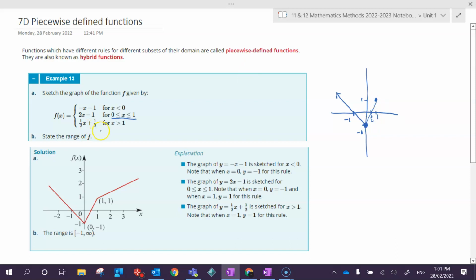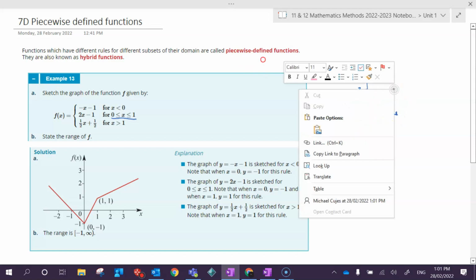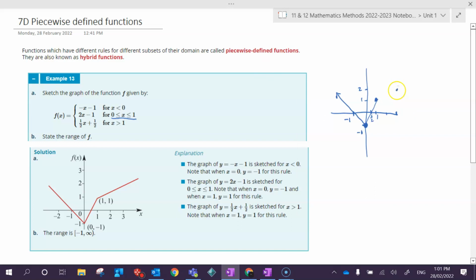Finally, a half x plus a half for x values greater than 1. Well, if I let x equal 1, I'll have 1/2 plus 1/2 is 1. So it would have had an open circle there, but it's already closed in from the previous function, so it's going to be continuous. And now I've got a gradient of a half, so I'm going to go up 1 for every 2 that I go across.